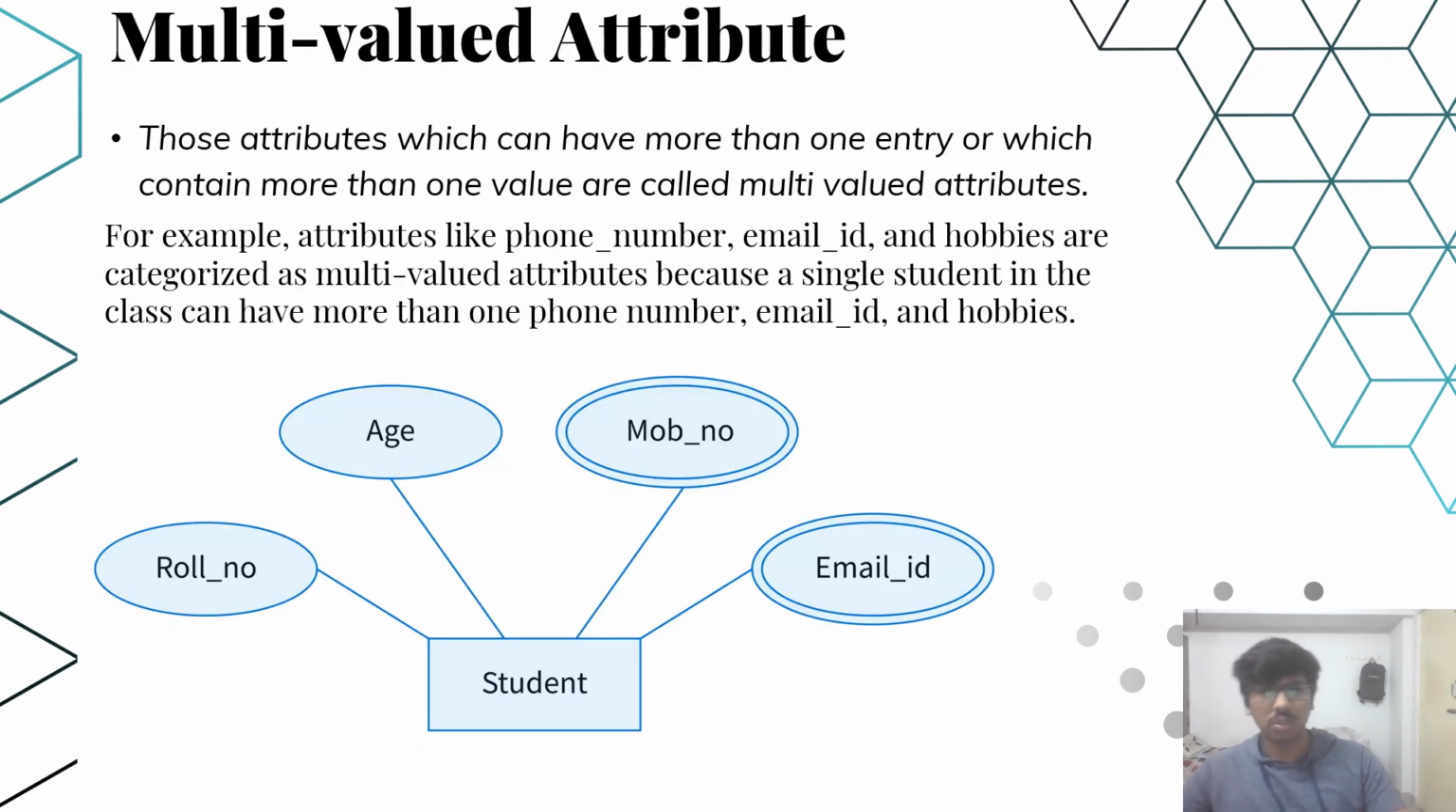Multi-valued attributes. Those attributes which can have more than one entry, or which contain more than one value, are called multi-valued attributes. For example, attributes like phone number, email ID, and hobbies are categorized as multi-valued because a single student can have more than one phone number, email ID, and hobbies.